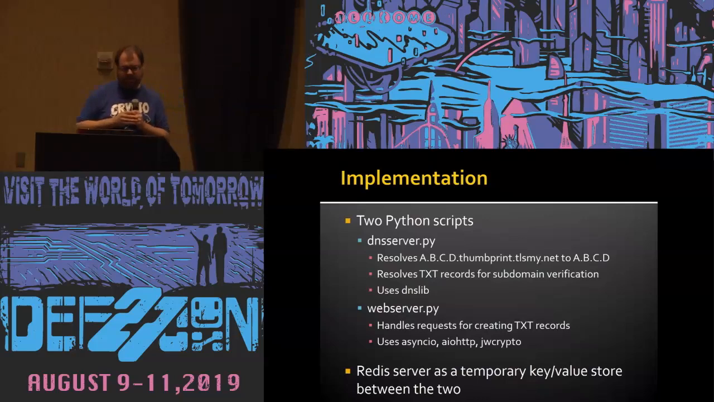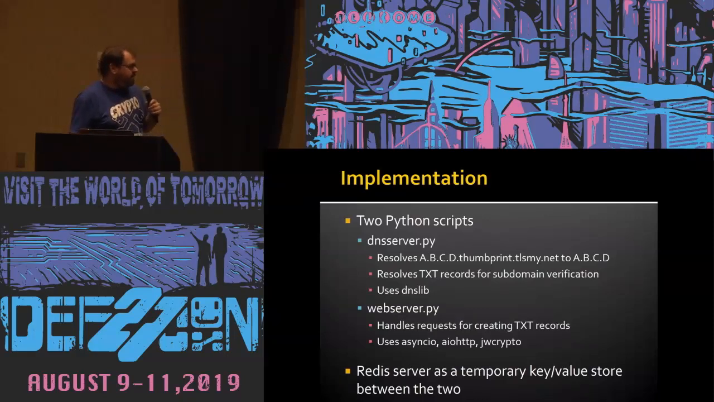This does use async IO, so even though it's single-threaded, it can handle multiple requests, and while it's waiting on one, it can service another. It also uses this JW crypto library for doing JSON web signatures and JSON web keys and things like that. And then in between, there's just a standard Redis server that's a temporary key value store for storing specific text records for specific subdomains. And those last for 5 minutes.